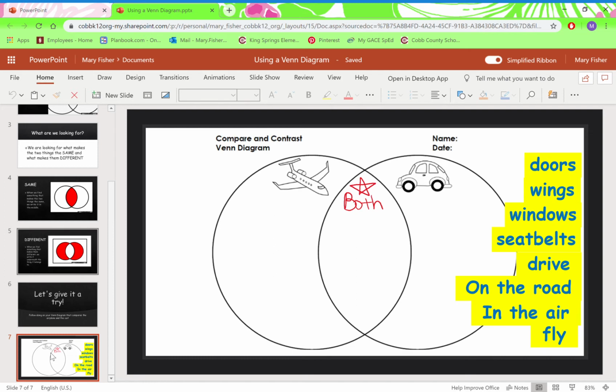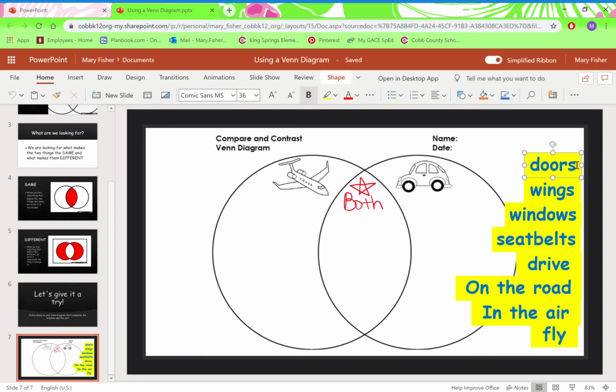All right. So now that you have your materials, we're going to go through this together. We're going to take the words and the phrases and put them where they belong. Do they belong only to the airplane? Do they belong only to the car? Or do they belong to both? If only the airplane has something, we put it under the airplane. If only the car has something, we put it under the car. But if they both have something, we put it in the middle. And that's where I put that star with the word both in red.